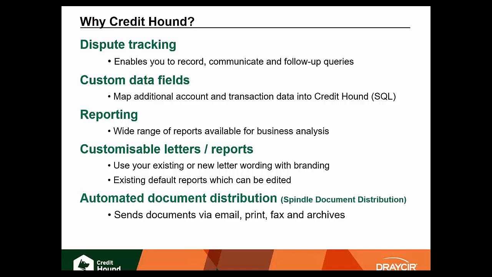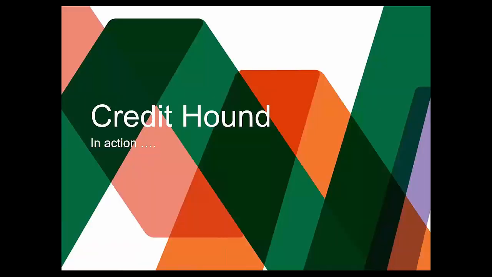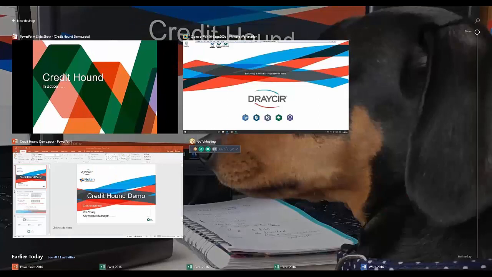All of the letters, emails, reports, you can change all of the wording and obviously put in all your own branding. We can also manipulate the reports that you're seeing, so anything you're seeing in the demonstration today can be altered. Now, Credit Hound uses another one of our products called Spindle Document Distribution in order to send out all of its documents. Therefore, it will look in the customer card in GP to see whether they've got an email. If they have, it will send it by email. If it hasn't, it will simply print it out to your printer. Okay, so let's have a look at Credit Hound in action.